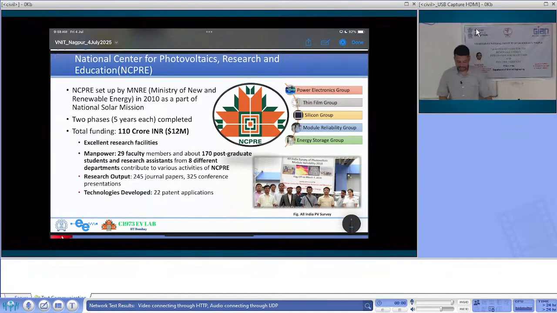So I was talking about the National Center for Photovoltaic Research and Education. This was set up by MNRE in 2010 as a part of the National Solar Mission. The first phase went for 5 years, then the second phase for the next 5 years, and now we are into the third phase, for the subsequent 5 years. Total funding, I'm not sure if it includes the third phase, but the first and second phases are close to 110 crore. Power electronics is one of them, but there are also the thin film group, silicon group, module reliability group, and energy storage group. These are the 5 major groups.